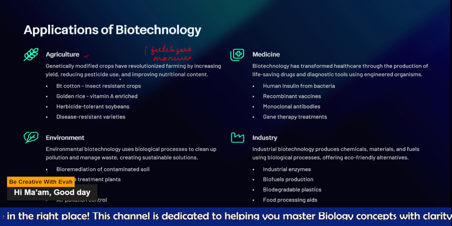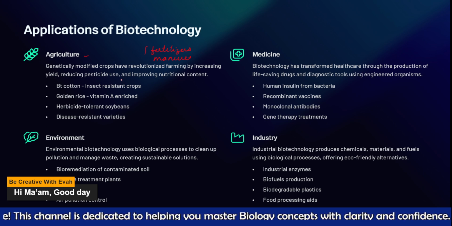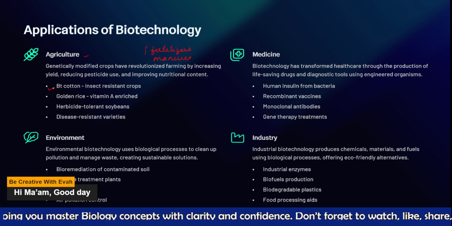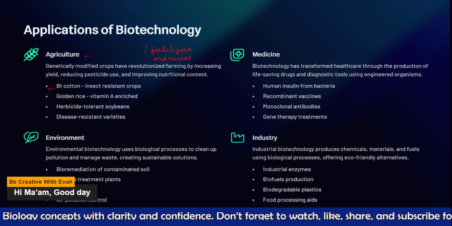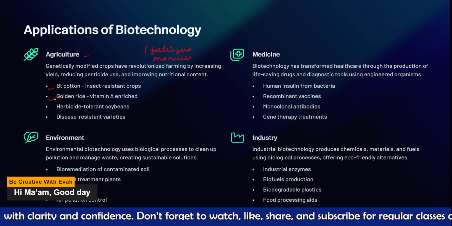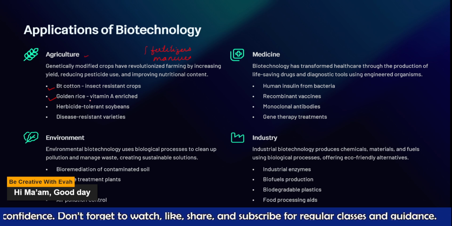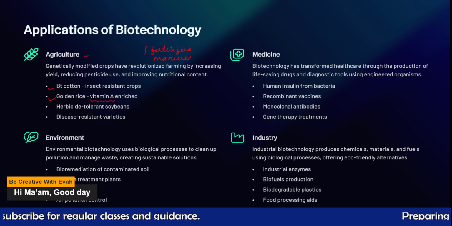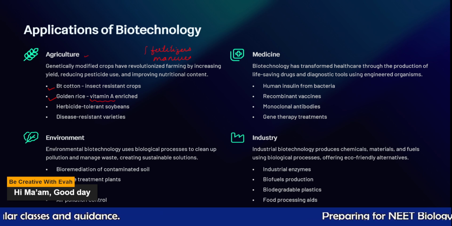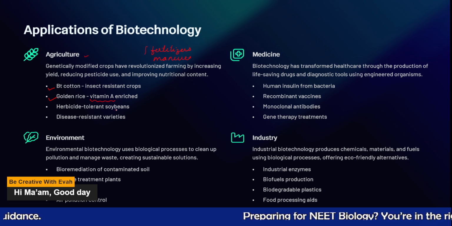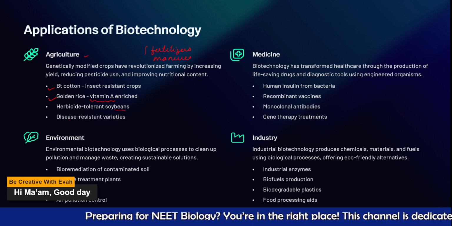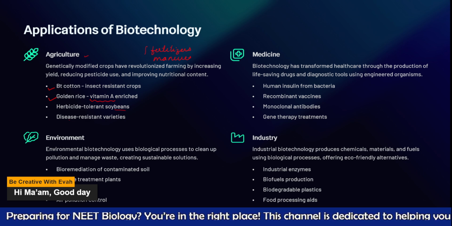Okay, so in that way, through biotechnology, scientists modified the genes of certain plants. One such example is Bt cotton. It's an insect resistant plant. Then another one is golden rice. Golden rice has a specific point: it has vitamin A. So along with the other nutrients, carbohydrate and all, vitamin A is also an additional nutrient there. Then herbicide tolerant soya bean, disease resistant varieties of plants. So these are some of the examples of applications of biotechnology in agriculture.